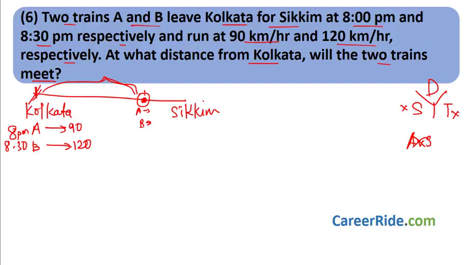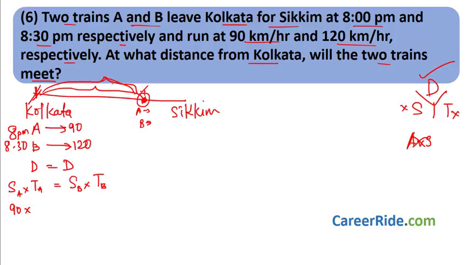B also starts from here and meets A here, so the distance traveled by B is also this much. So the distance is the same. So what do we have over here? We have d equal to d. Distance is nothing but speed of A into time of A, and this is the distance for B, speed of B into time of B. Now, do we know the speed of A? Yes, 90. Do we know the time of A? No, we do not know how much time A takes to travel from this point to this point.